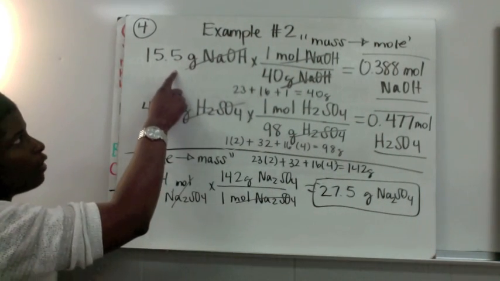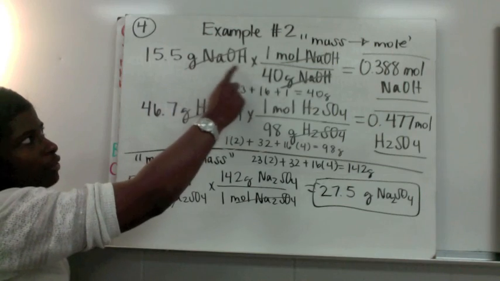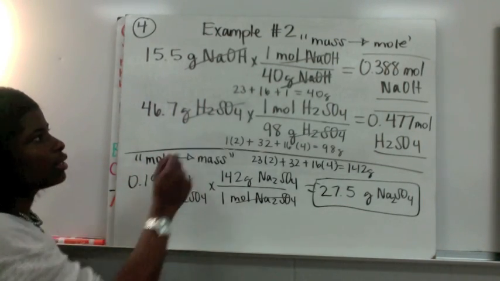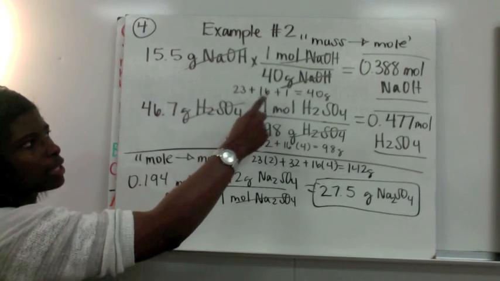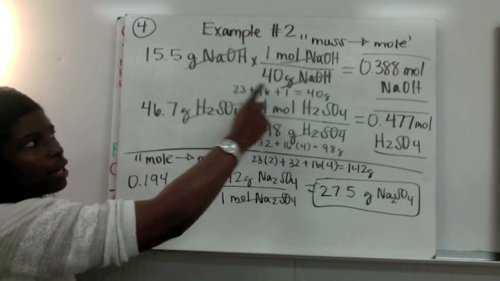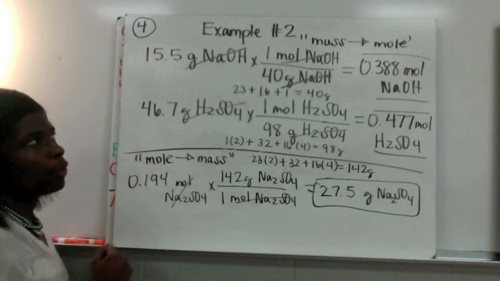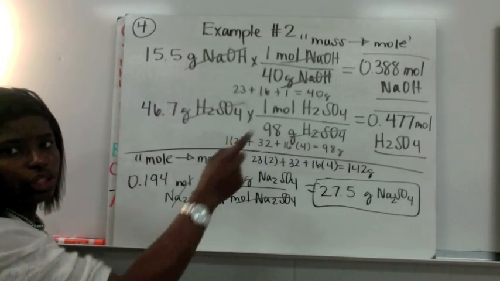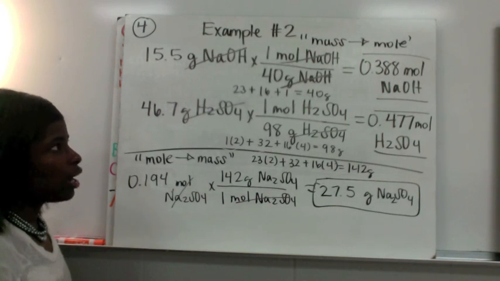So the 15.5 grams of sodium hydroxide, you're going to get rid of that grams per sodium hydroxide by finding the molar mass. So in sodium hydroxide, you have sodium, which is 23, plus oxygen, which is 16, plus the 1 for the hydrogen. That gives you 40 grams, so that's going to be your denominator. You're trying to get moles, so that's going to go in your numerator. So 15.5 times 1 divided by 40 gives you 0.388 moles of sodium hydroxide.